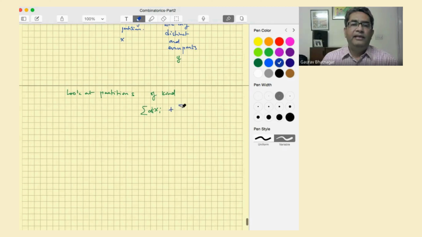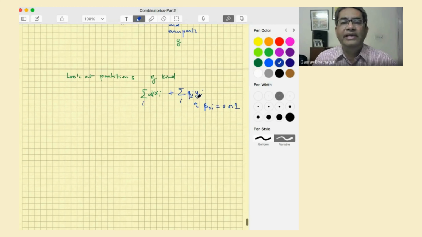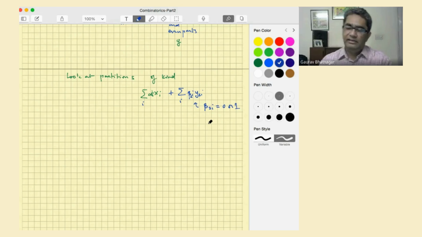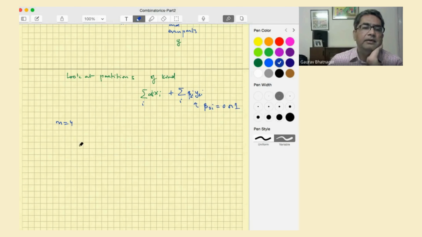So we are looking at this guy where this is just 2i, and in fact these beta i's are all 0 or 1, and these are all of them. So only even parts, okay, right? And we want to do some kind of a sign reversing involution. But first let us just list it again. For n equal to 4, let me list it. Let's list these partitions just to get some idea of what's going on.